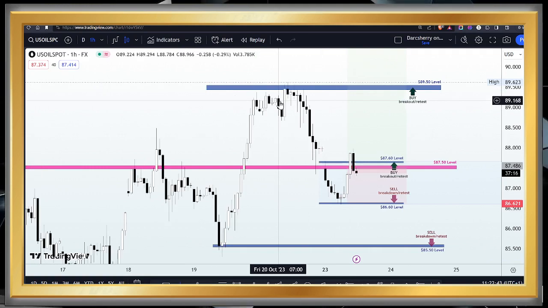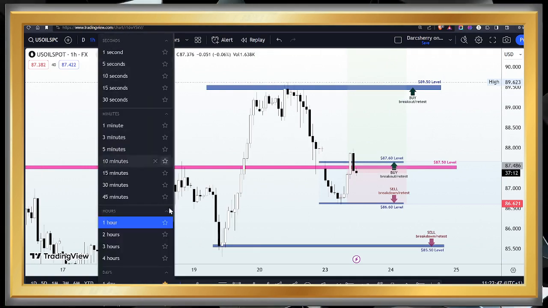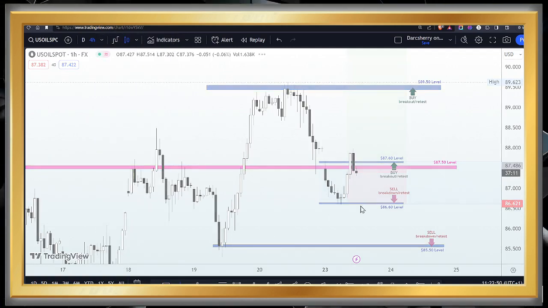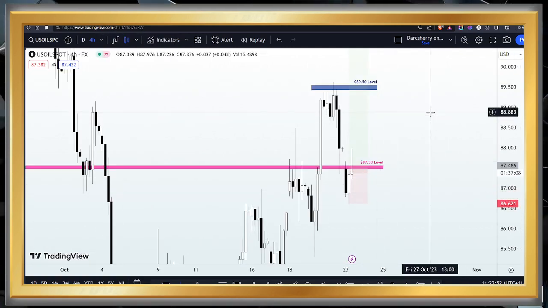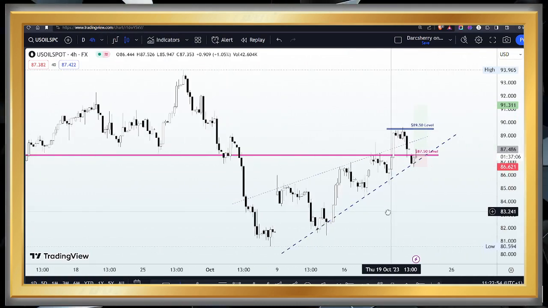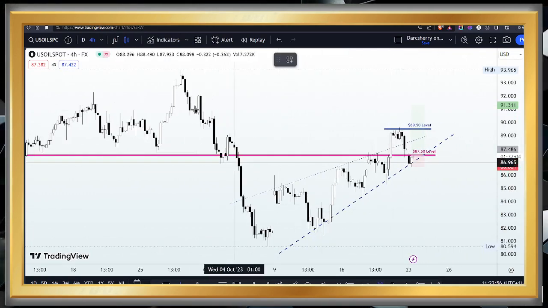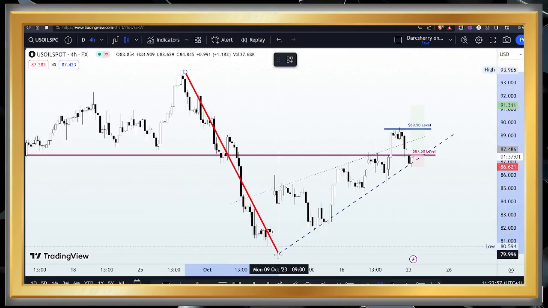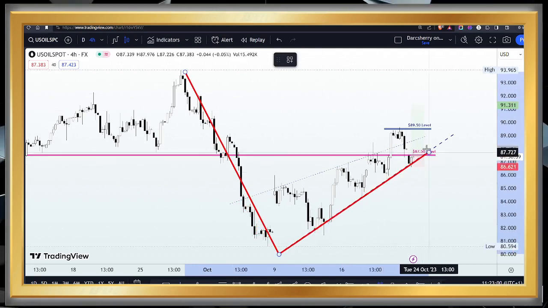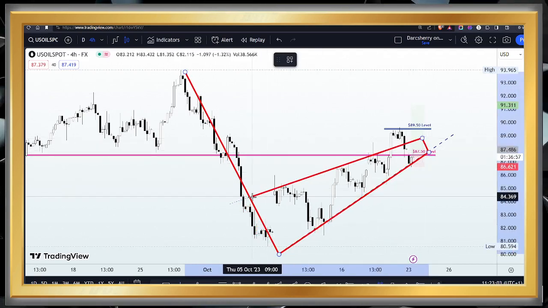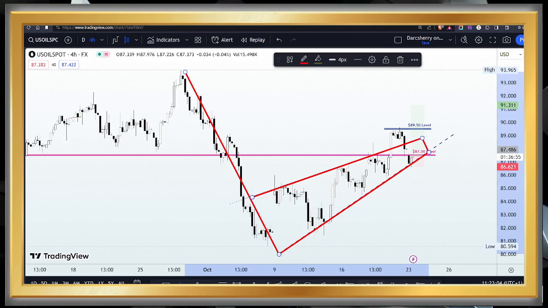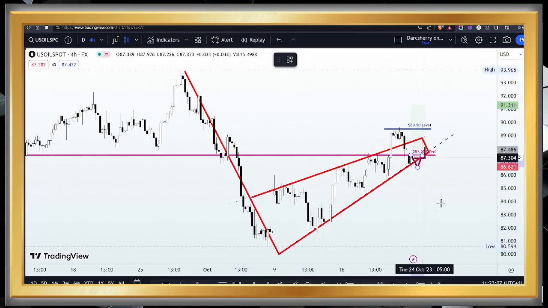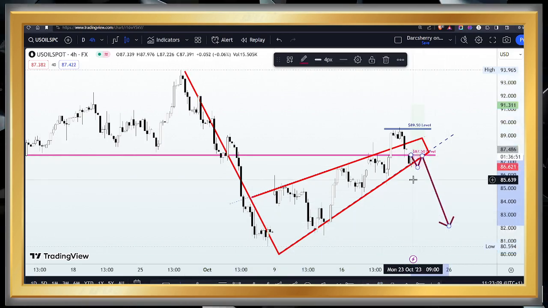And don't forget the structure we saw on the 4 hours time frame, where we were able to spot a falling wedge, which is a downtrend continuation pattern. Let me show you one more time, please. So you see we had a falling wedge here, and with the falling wedge, and if price remains below that key level at the $87.50 area, we might likely be seeing some selling pressure push price to the downside.